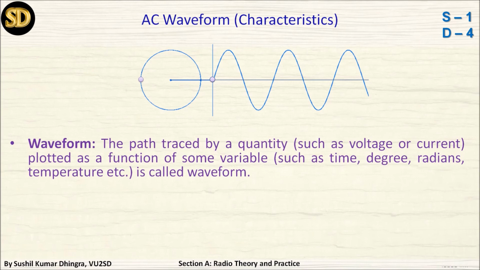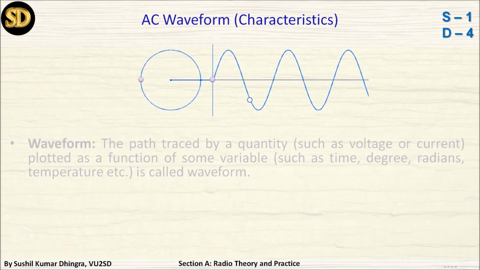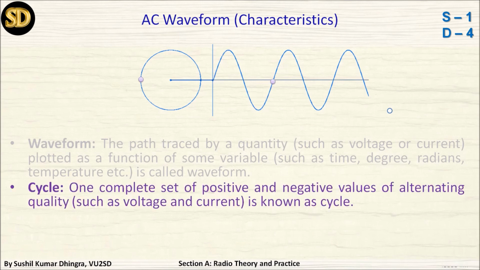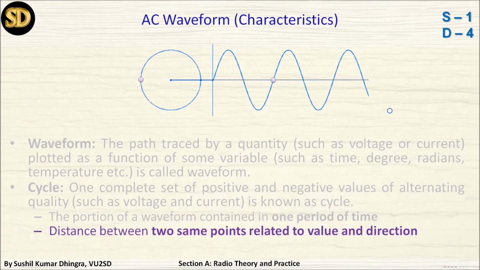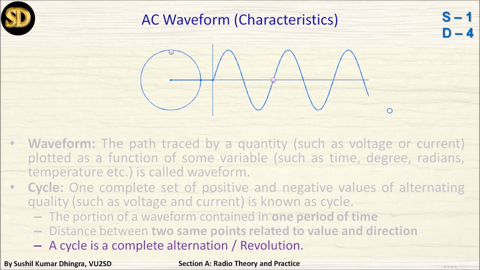Waveform. What is waveform? The path traced by a quantity such as a voltage or current, plotted as a function of some variable such as time, degree, radian, temperature, etc., is called a waveform. You see on the screen, this path is called waveform. Cycle. 360-degree rotation of the armature, you can say, or one complete set of positive and negative values of an alternating quantity such as voltage or current. The portion will contain one period of time. Distance between two points related to value and direction, also we can say, but this 360-degree rotation of the armature is much easier to understand.